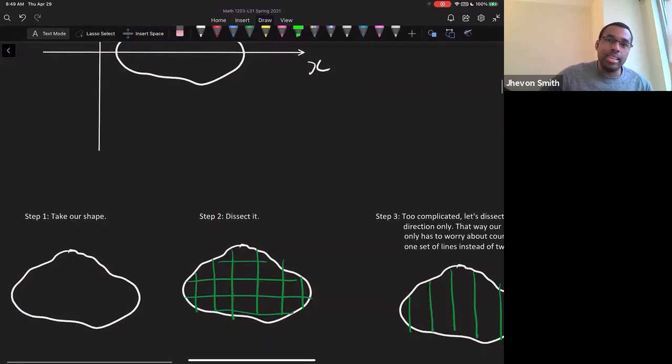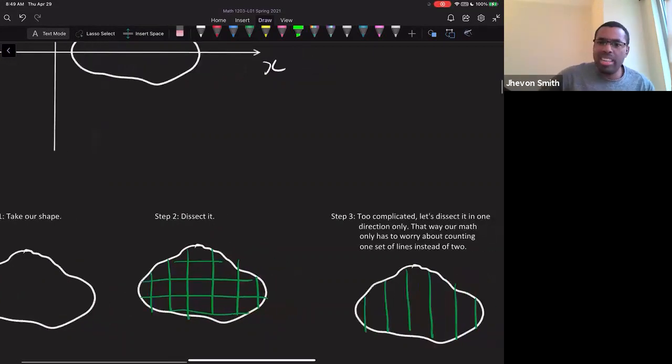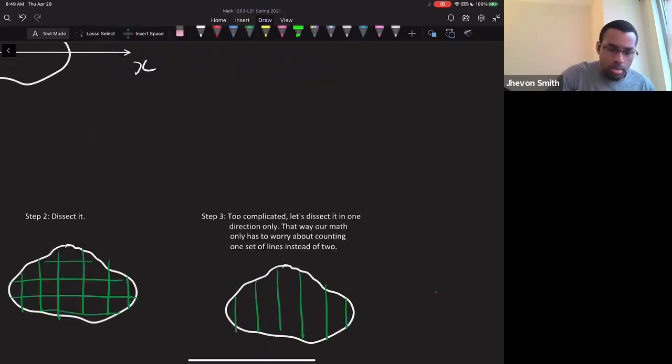But you realize dissecting it like that into little rectangles can get a little bit complicated, because what that means now is you're going to have to keep track of what X's you're looking at and what Y levels you're looking at, which is kind of too complicated. So what we can do is just decide we're going to dissect it in one direction only. So instead of just these small rectangles, we're looking at large strips of rectangles. And we're going to use the area of these rectangles to approximate the area of the curve. The same idea can happen. We can use more rectangles if we want a better approximation.